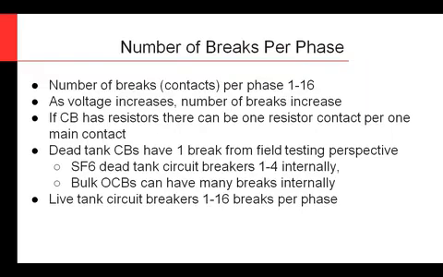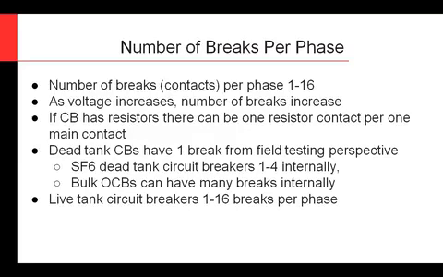So what do we have in different types of circuit breakers? One thing to consider is the number of breaks per phase. You can actually have anywhere from 1 break per phase, and so a total of 3 breaks, 1 for each phase, up to 16 breaks per phase. So as the voltage increases, the number of breaks increases as well. You'll have 1 or 2 breaks up to about 245 kV, and then as you get up to 362 kV and above, these numbers start increasing.